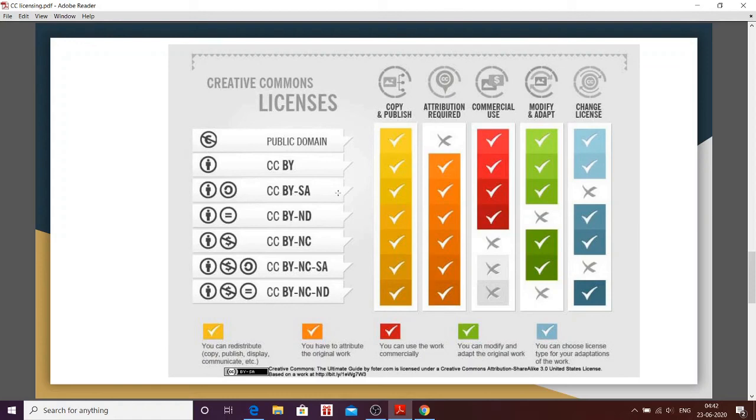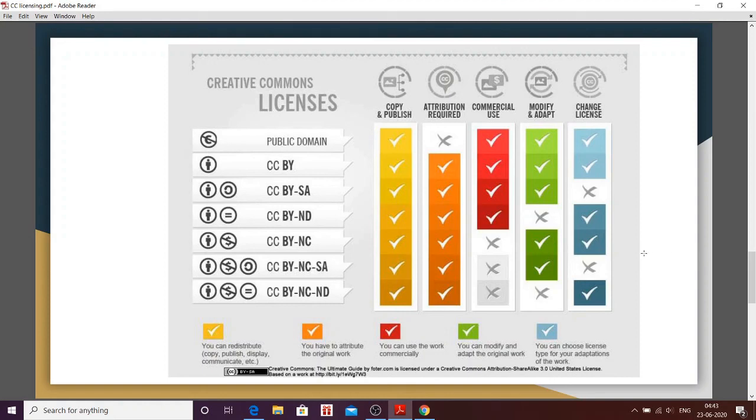Third is CC BY SA, where again the first 3 options are available but you cannot change the license. If you are relicensing it, it should be the same. Next is CC BY ND, where you can copy and publish, you can use it for commercial use, you have to give the attribution to it, but you cannot modify or adapt the original work, though you can change the license. CC BY NC is where you cannot use it for commercial use. NC means non-commercial, so you can use it only for non-commercial use. All the other 4 factors are available.